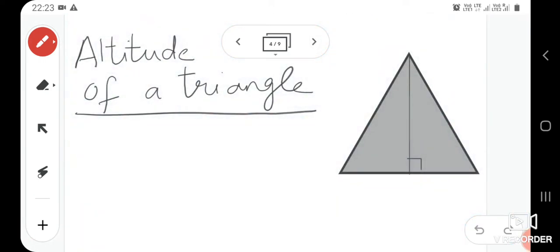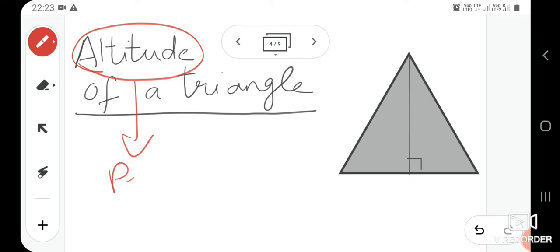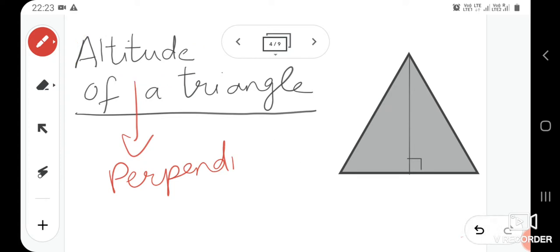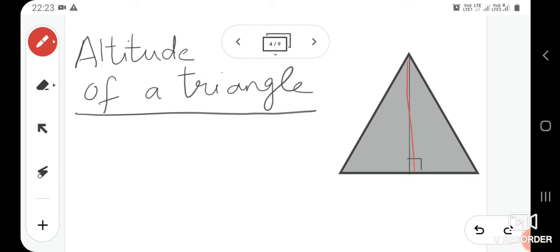Next is the altitude of a triangle. Altitude means a perpendicular line, a line which makes an angle of 90 degree is called an altitude. For example, in this triangle you can see that this straight line is making a 90 degree angle here, a right angle. So this line is an altitude.